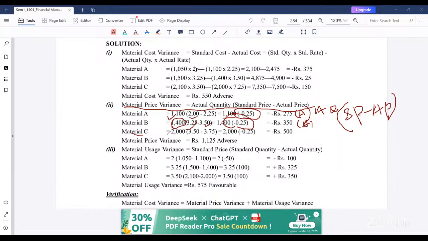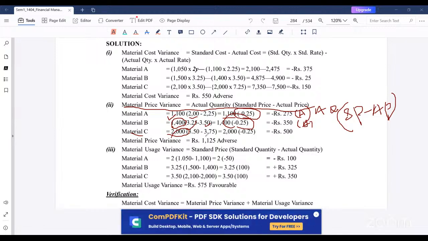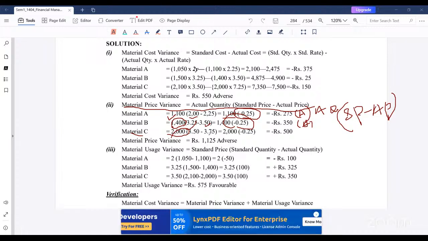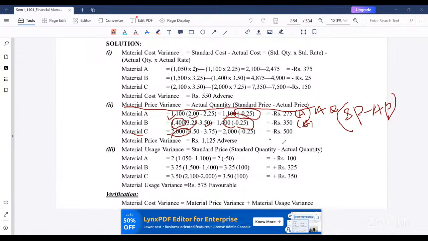Next is material C. Actual quantity 2000. Standard price is 3 rupees and actual price is 3.75. So you'll get again adverse of 0.25. So you'll get 500 adverse. So overall we get material price variance is 1125 adverse. It's a negative one. Next we have material usage variance.